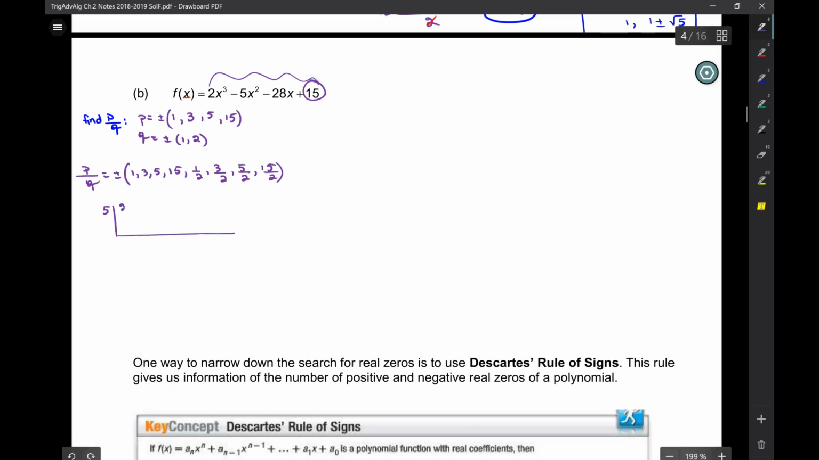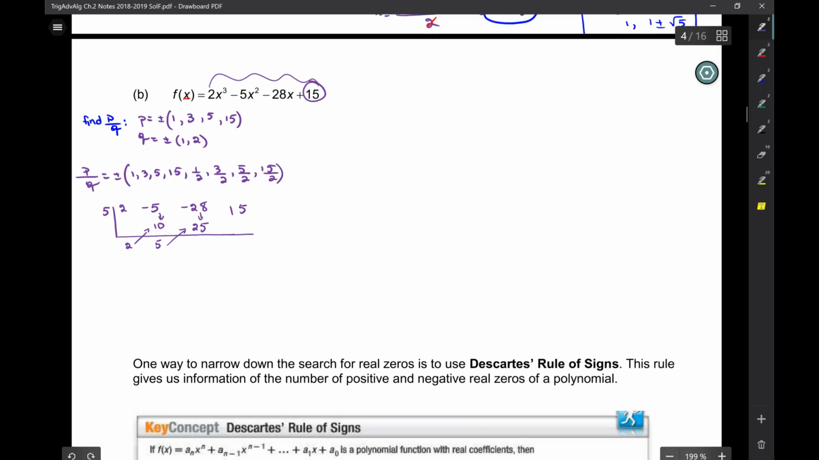Here we're going to do 2, -5, -28, 15, with 5 on the outside. 2 comes down. We multiply, you get 10. You add, you get 5. You multiply, you get 25. You add, you get -3. Then multiply, -15. Oh, that's a 15. Phew, because I was getting nervous there. I'm like, that's not going to add up. Okay. -3, -15. Oh my God, how lucky are we? We got 0 on our first try.